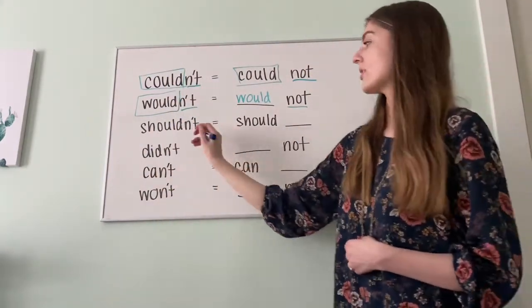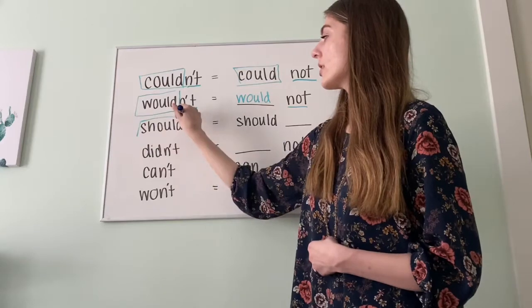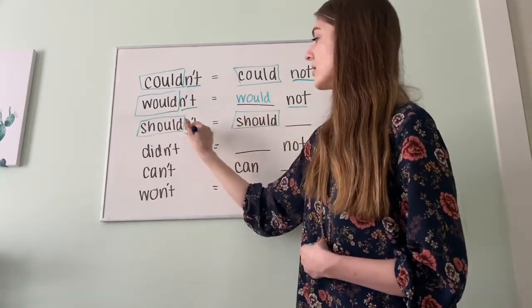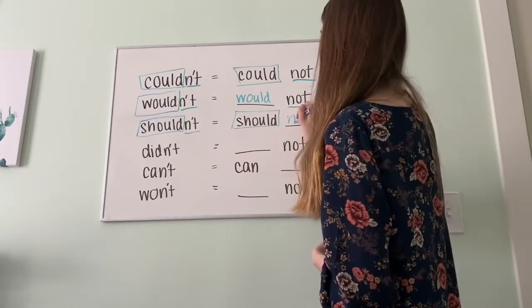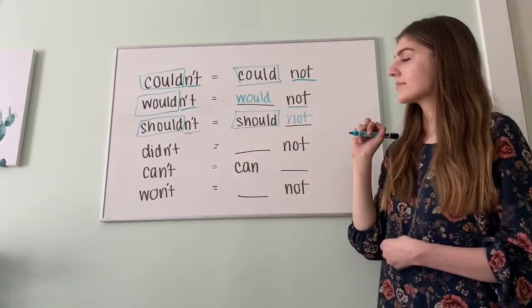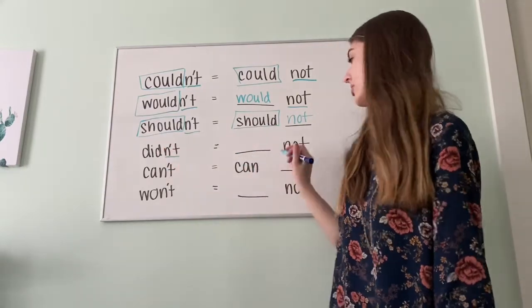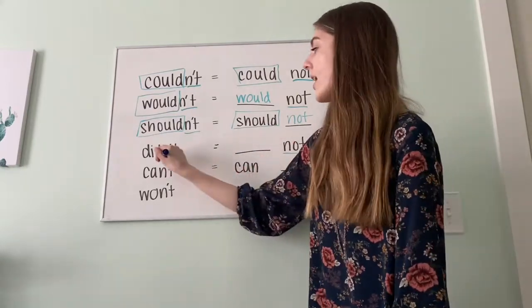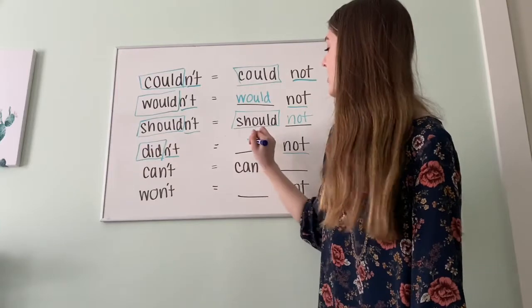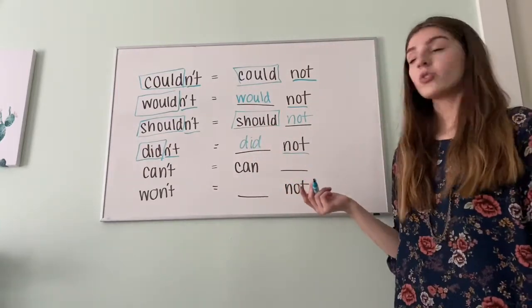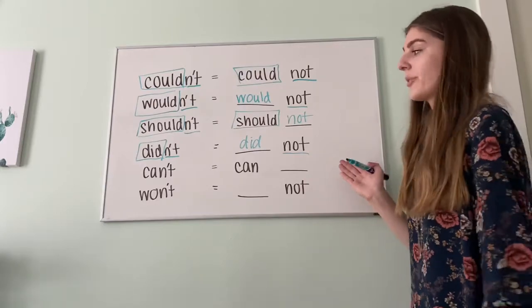Shouldn't splits into should, which I have right here, and NT means not. The next one, didn't, the NT means not, and my first word is did. I did not go to the store, or I didn't go to the store.